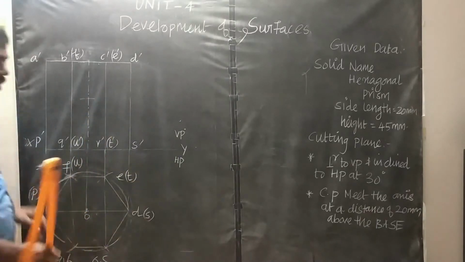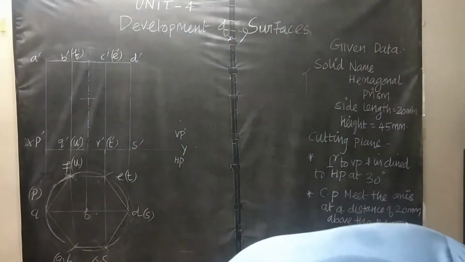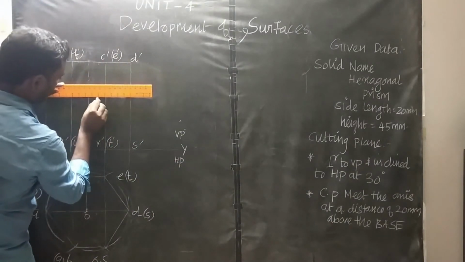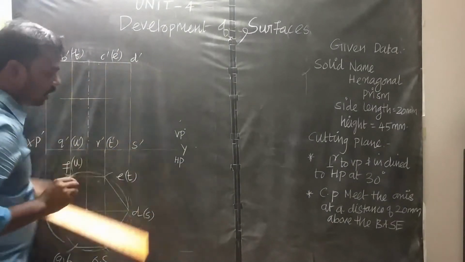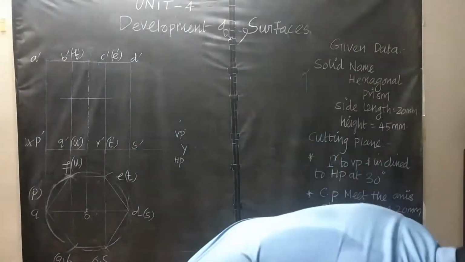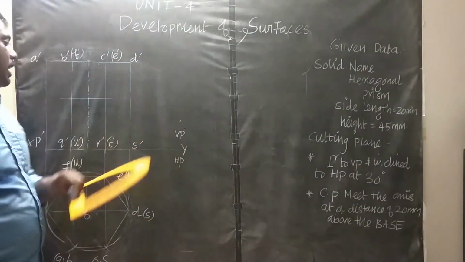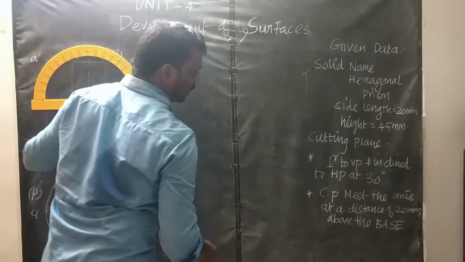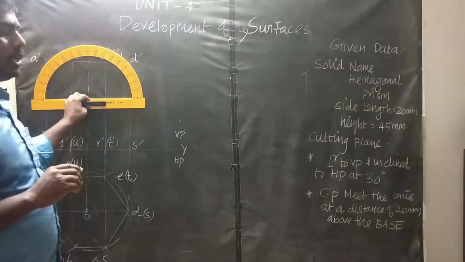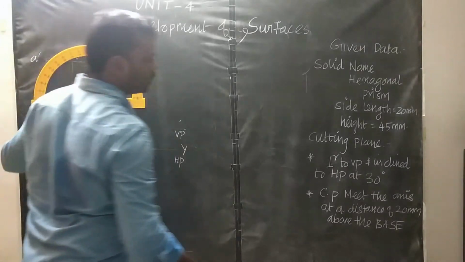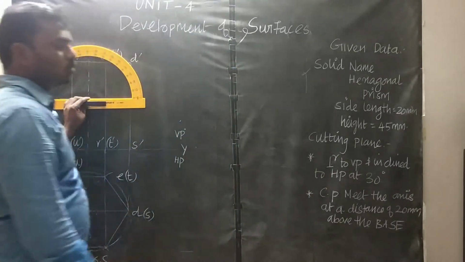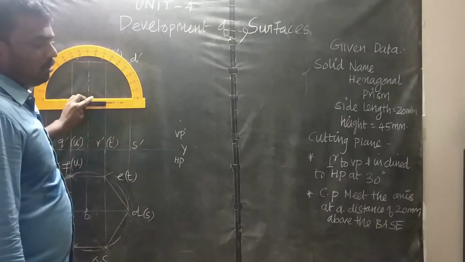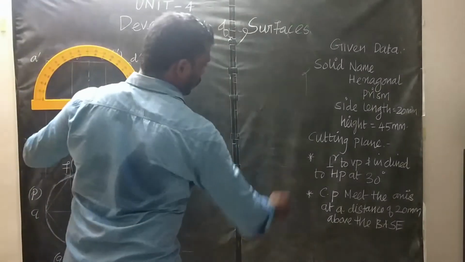After drawing this arc, from this point draw one horizontal line. After that take your protractor and locate it at this point. In this problem, the cutting plane is perpendicular to VP, inclined to HP at 30 degrees. From this, we are going to orientate the cutting plane. This statement tells about orientation.